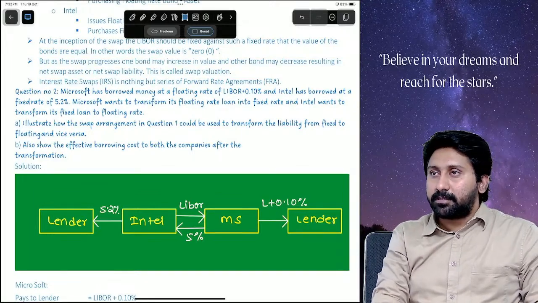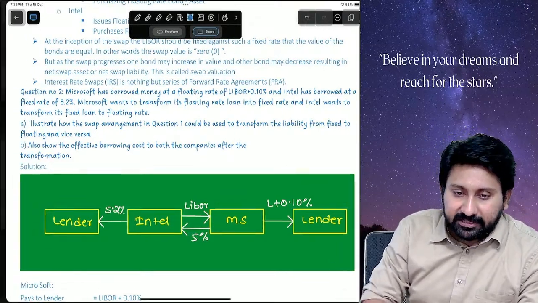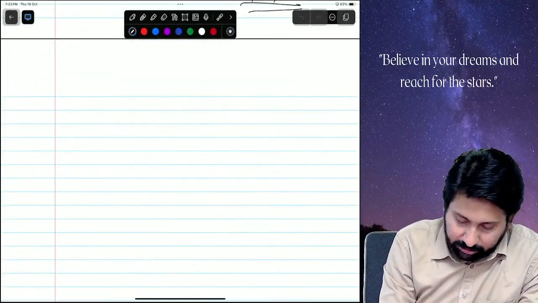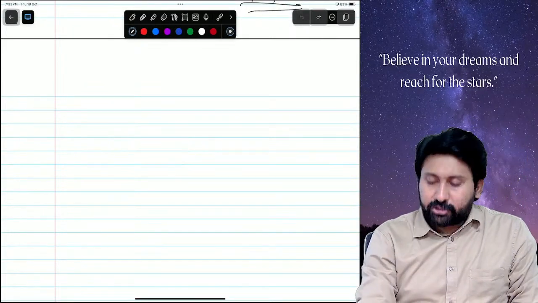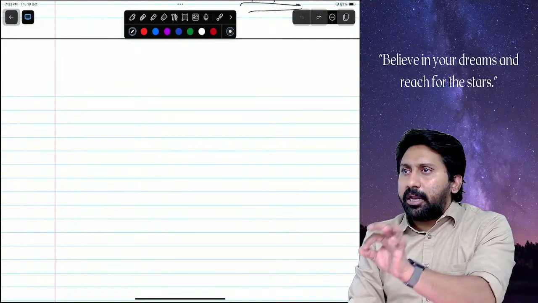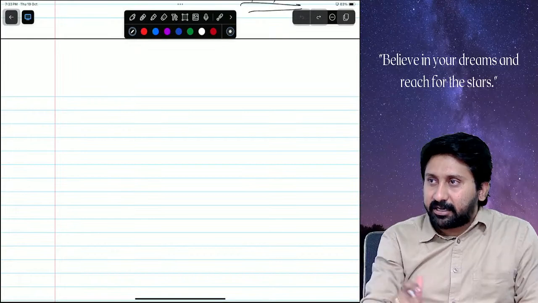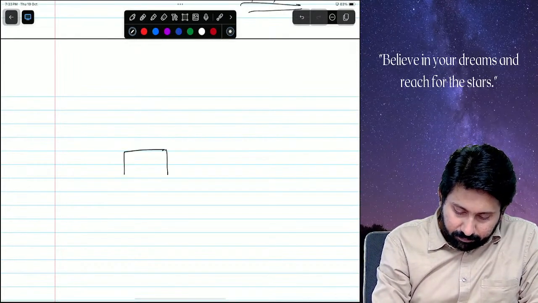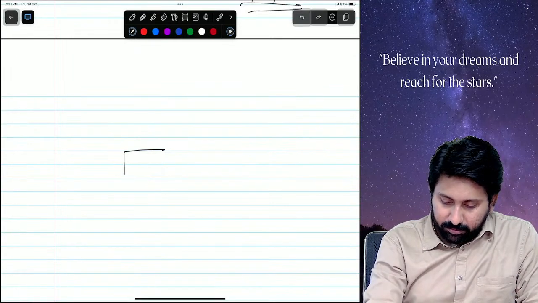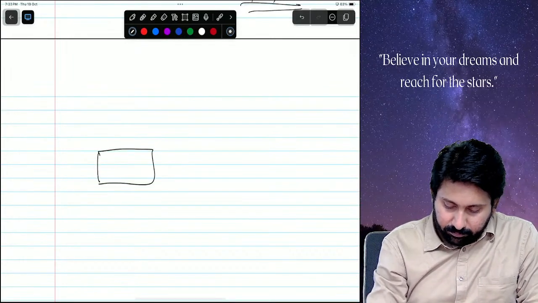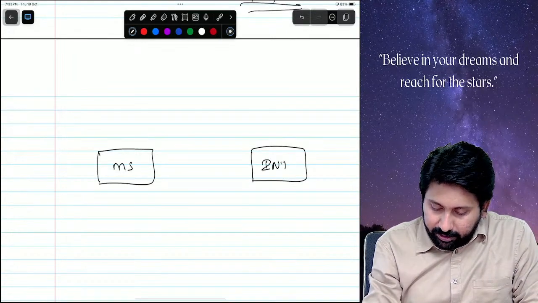Okay, shall we? First tell me, what is the real transaction made by Microsoft? I will show you one diagrammatic presentation. Any question that comes in the exam, put it on the diagram, you will get the answer. Okay, first, what are the two companies? Microsoft, Intel. Okay.